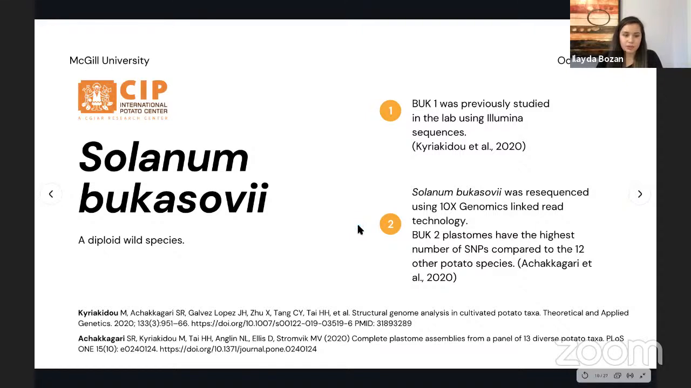Solanum bukasovii is a diploid wild species, and it is very important because it bridges the wild potatoes to the cultivated potatoes. It is closely related to the cultivated potatoes. In our lab, it's already been studied with Illumina reads, and to further investigate, it was resequenced with 10x Genomics. Previous findings from our lab show that bukasovii 1 and bukasovii 2 chloroplasts have the highest SNPs compared to each other within 12 other potato species.